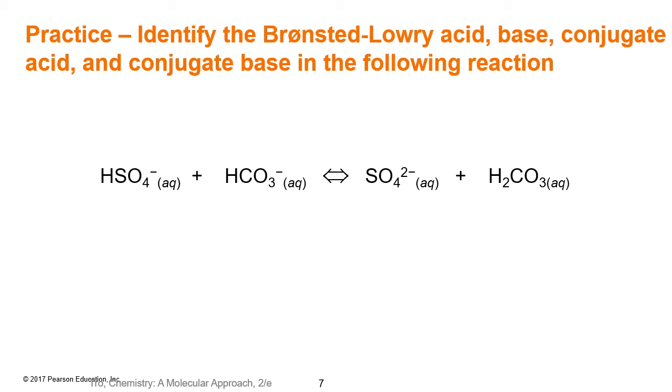Here's one for you to practice with. Pause the video to identify each of the acid, the base, the conjugate acid, and the conjugate base in the following reaction.